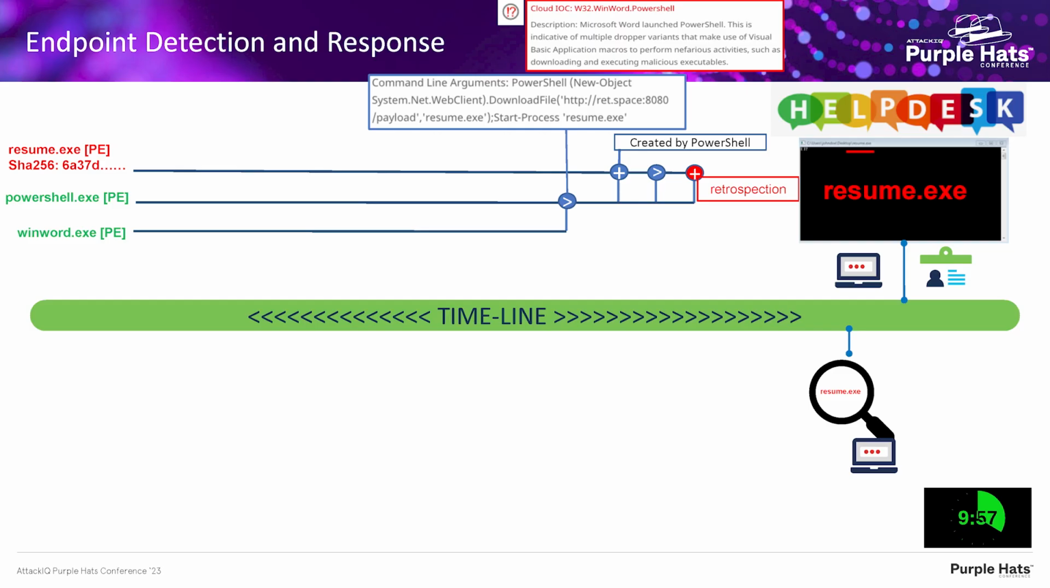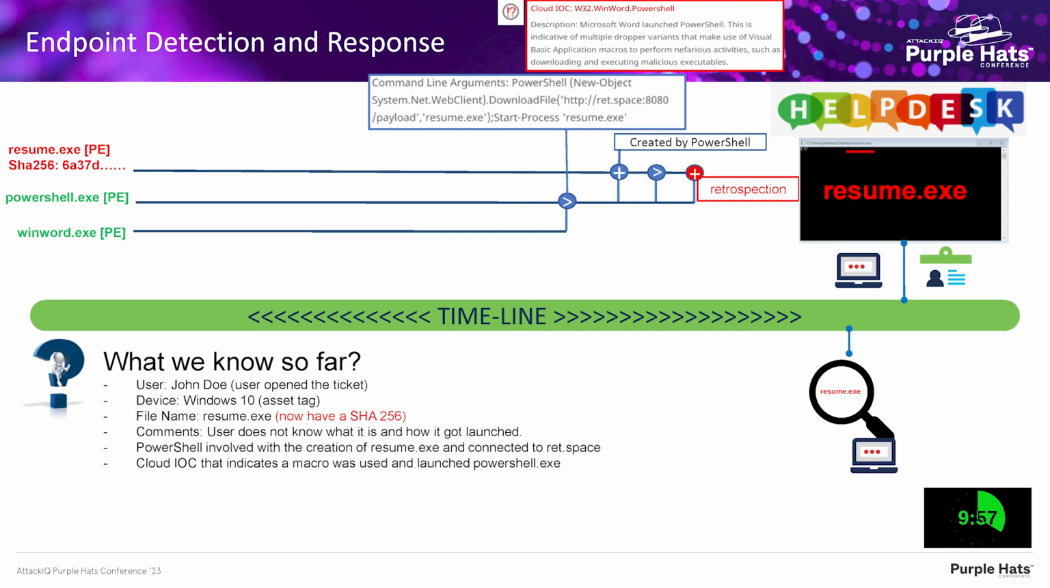Now, we scroll back in the timeline, we can see the relationship with Windward and PowerShell, and that aligns to the IOC that we've got triggered here. But what is the additional information we have? Well, we now have that SHA-256. We know PowerShell was involved in the creation of resume.exe, and it connected to ret.space. So it made an outbound connection to the internet.